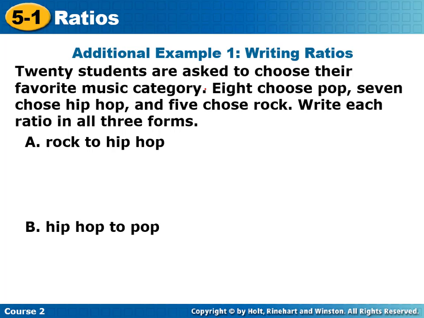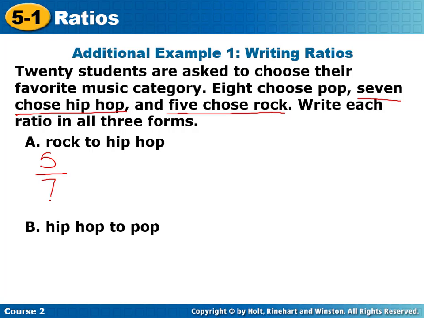In this particular problem, it says 20 students are asked to choose their favorite music category. 8 chose pop, 7 chose hip-hop, and 5 chose rock. We want to write a ratio in all three forms. On this particular one, we're looking for what is the ratio of rock to hip-hop, and that tells us how we need to write them. So we look up in the top and we find out how many students chose rock. It says 5 chose rock, so we would write it as 5 over. And now we look for hip-hop, and it says 7 chose hip-hop, so that's 5 over 7.